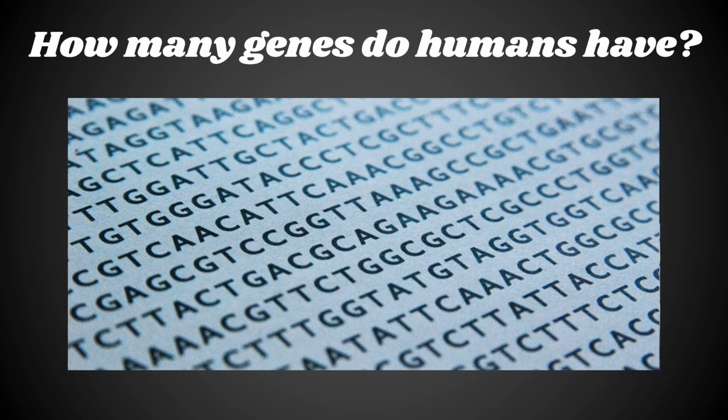How many genes do humans have? Human DNA was first completely sequenced by 2001. It's called the Human Genome Project, if you want to check it out. A genome is a complete sequence of the base pairs in the DNA of an organism. It turns out that humans have over 3 million base pairs and about 20,000 genes.